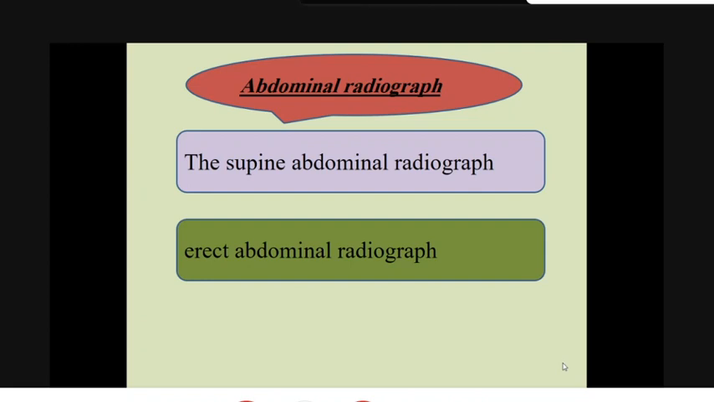The supine abdominal radiograph is probably the single most useful film. It allows the distribution of gas and the caliber of the bowel to be determined.